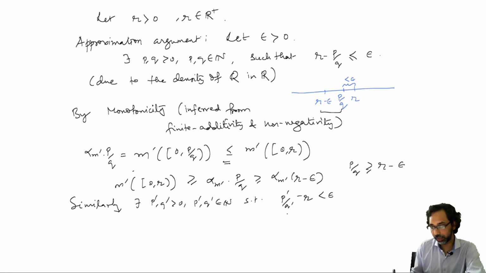Now I have chosen, approximated this number, real number R, from the right. So in this picture you have P prime by Q prime, this is R plus epsilon. So this is again less than epsilon. So the distance between P prime over Q prime and R is less than epsilon. And again I can do a similar analysis.